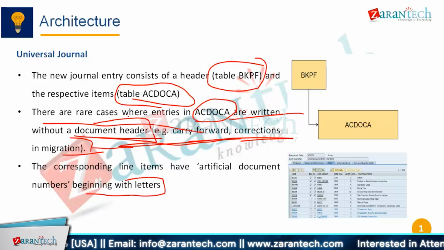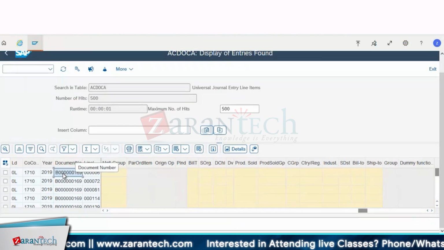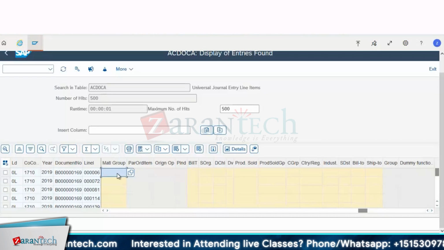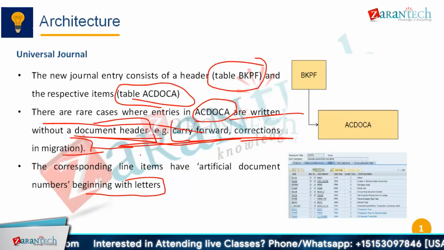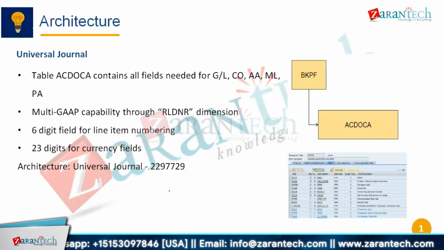So when the data is carry forward related, you could see these are having numbers starting from 2B00, which means these are the carry forward line items. It will not be corrections, it will be carry forward documents. These are basically carry forward documents. Carry forward you might be aware of, right, everyone?